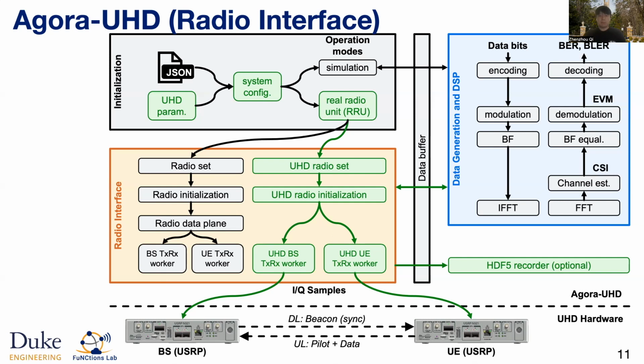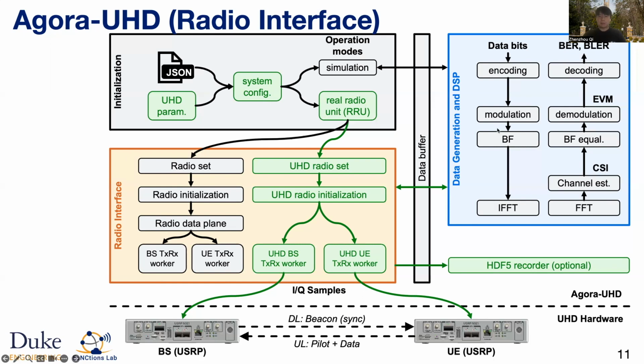Taking the uplink transmission as an example, each UE captures beacon signals sent out by the base stations, and then synchronizes its timestamp with that from the base station. It then transmits a sequence of uplink pilot and data symbols following a predefined frame schedule defined in JSON format. The base station then extracts the uplink CSI using the received uplink pilot and performs demodulation and decoding of the uplink symbols.